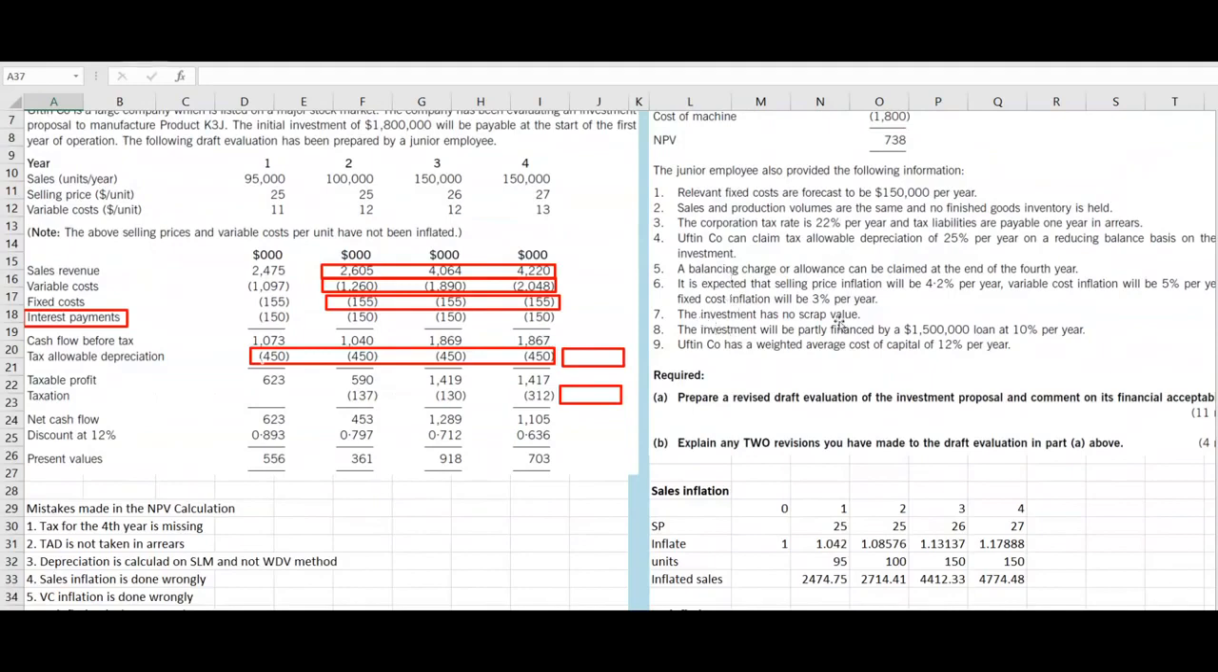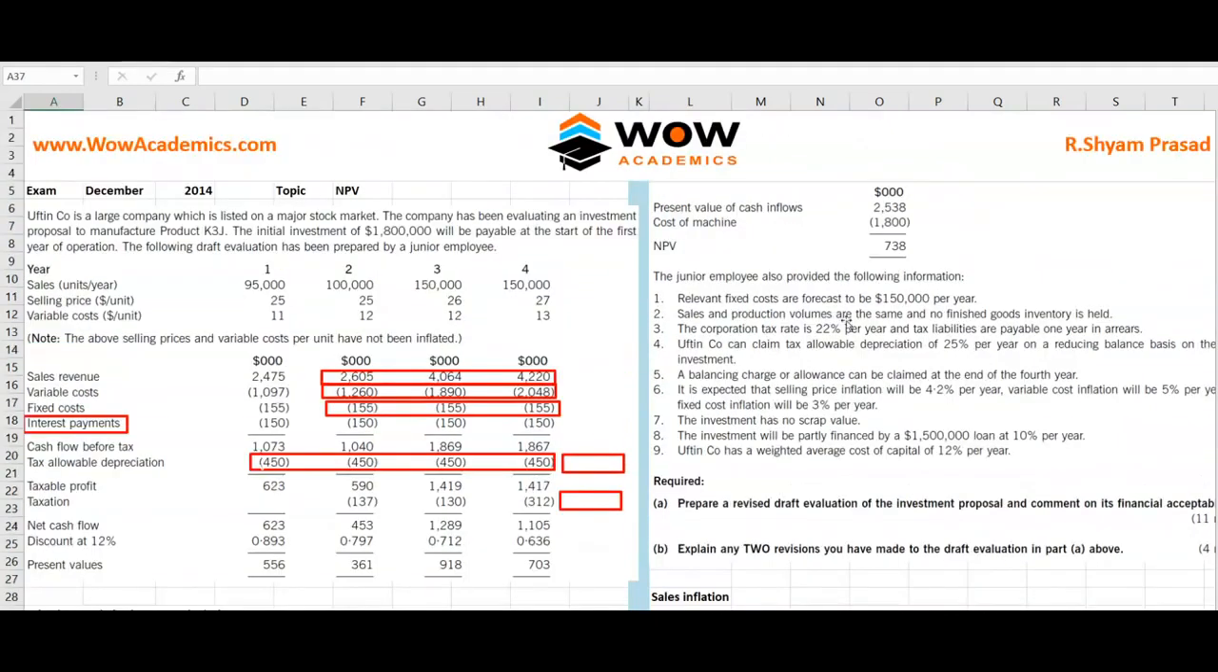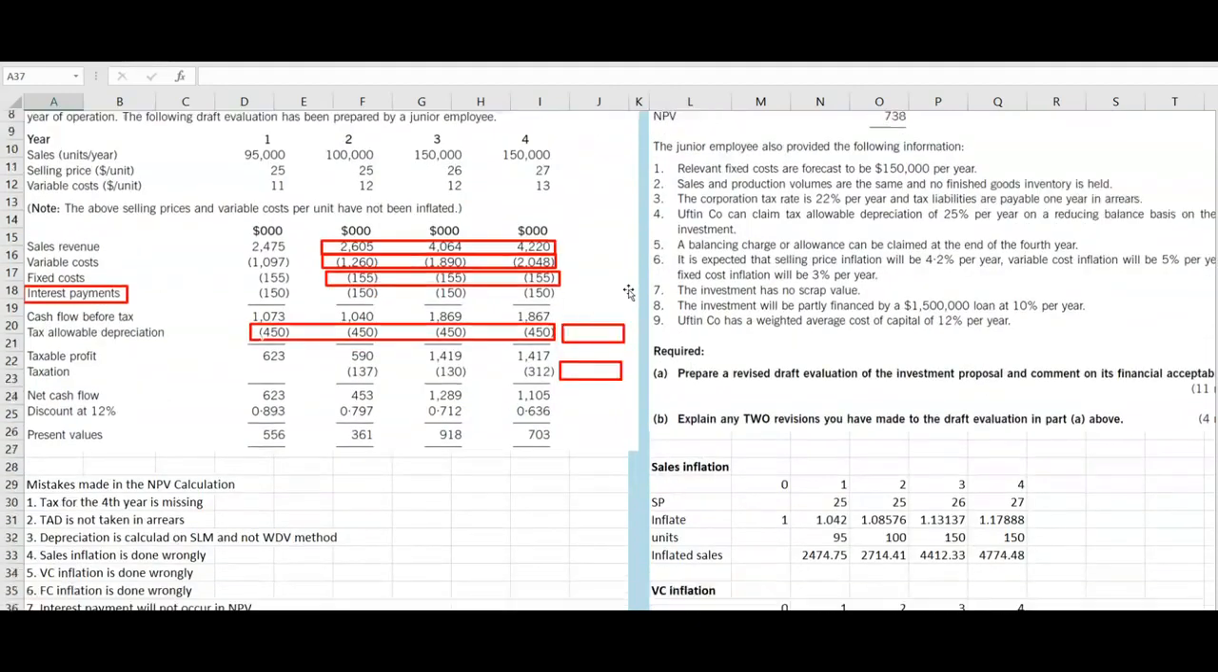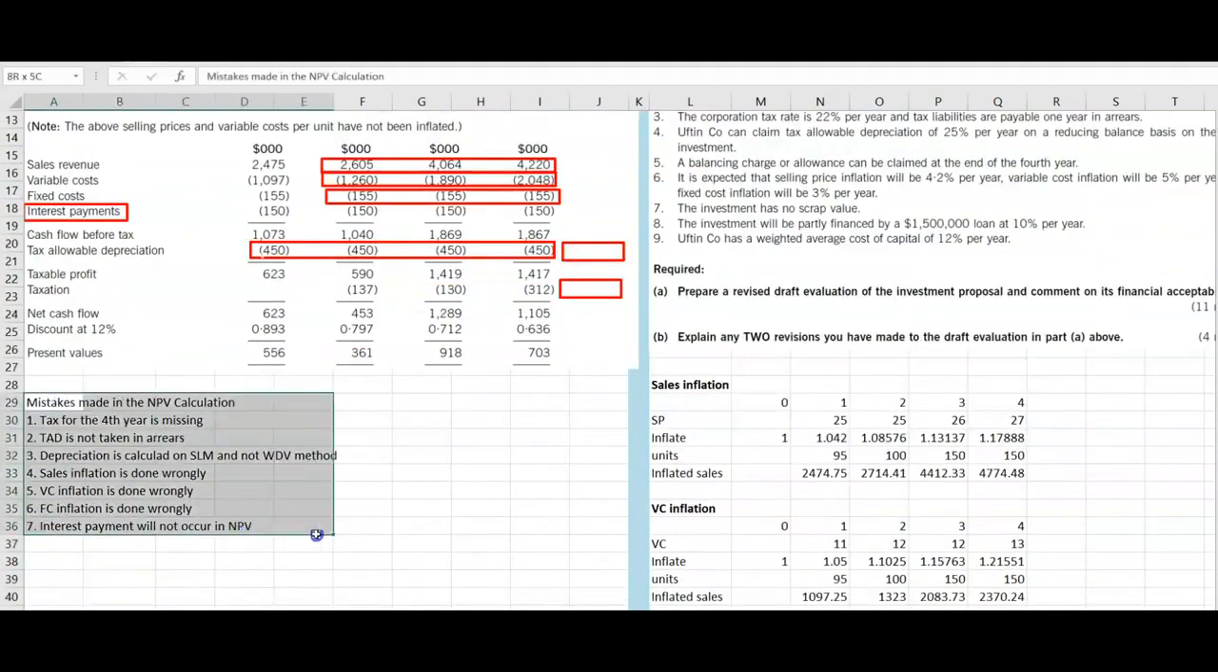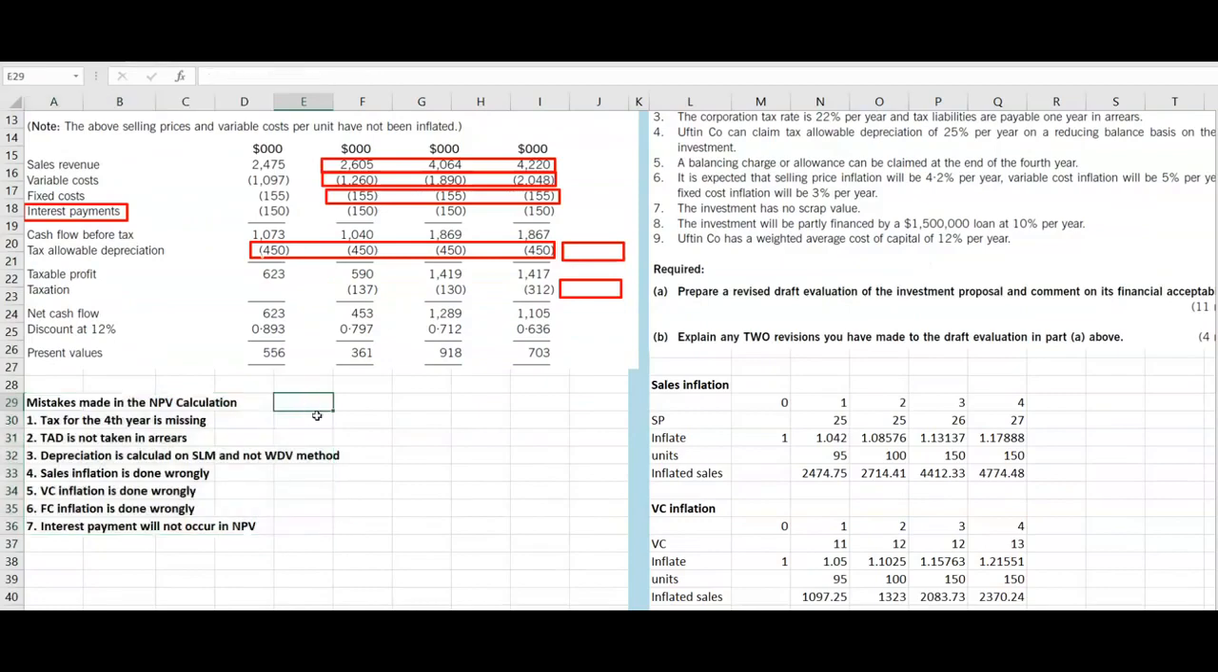The investment doesn't have a scrap value. The investment is partly financed by 1,50,000 at 10% interest, and Uftin has a weighted average cost of 12%. All other numbers seem to be right except for these errors. Okay, so these are the errors.